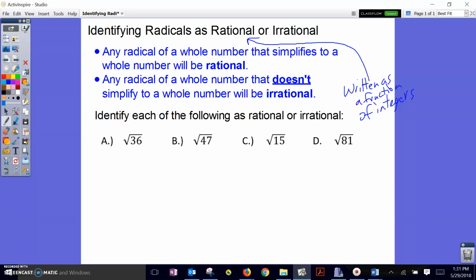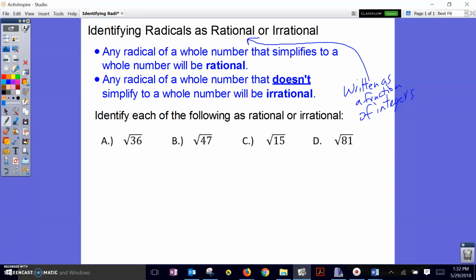And then an irrational number, all the numbers that don't fit that qualification, can't be written as a fraction of two integers in any way, shape, or form. When we look at it as a decimal, its decimal representation will not end and it will not repeat. The digits will just continue on and on in no particular pattern.